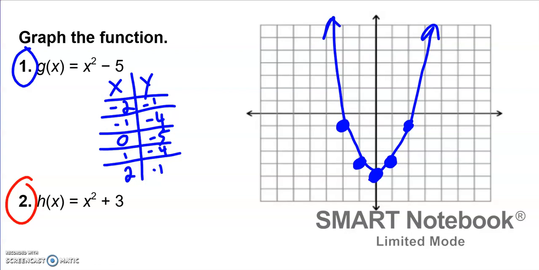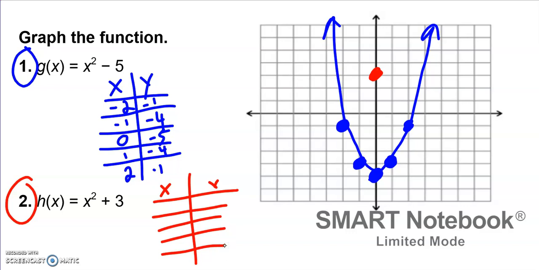But now if I go down to this second function, x squared plus 3, okay, I'm going to graph my y-intercept first, which is 3. And I'll make my table. Okay, I'll use 0, 1, 2, -1, -2. When I have 0, my y value is 3. Okay, if I have 1, I plug it in. 1 squared is 1, plus 3 is 4. And then if I use 2, 2 squared is 4, plus 3 is 7.